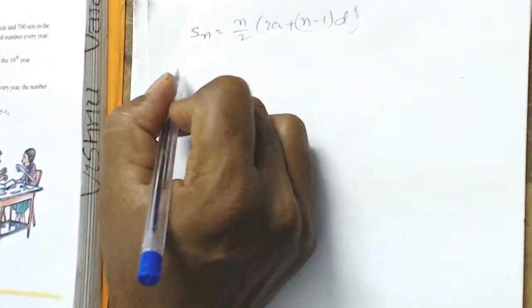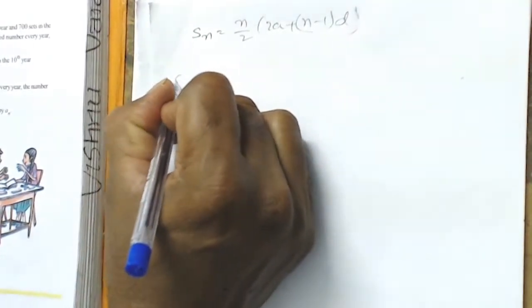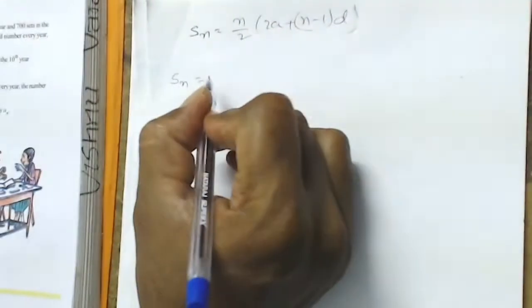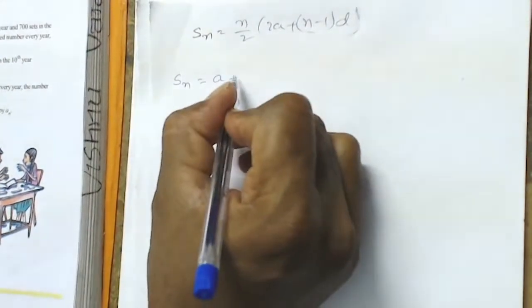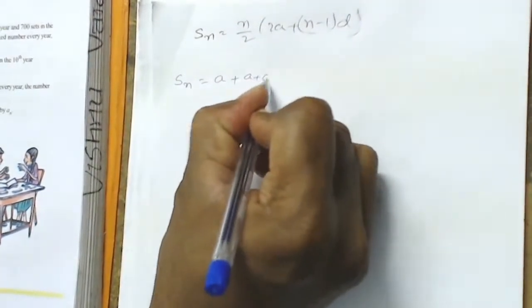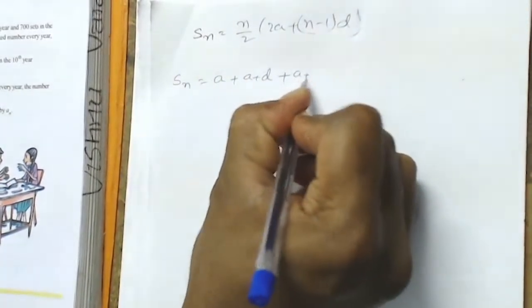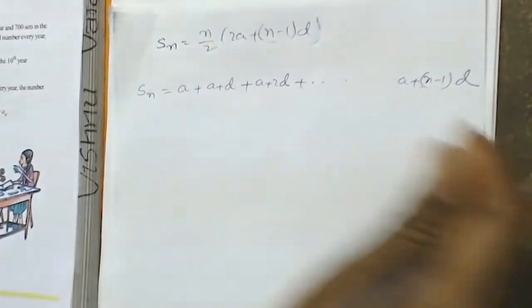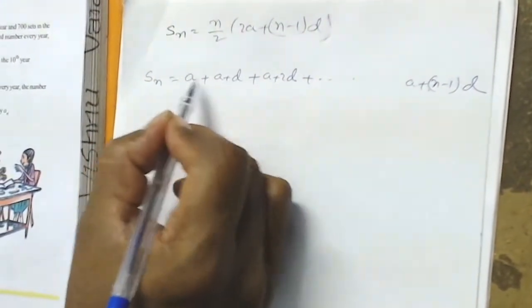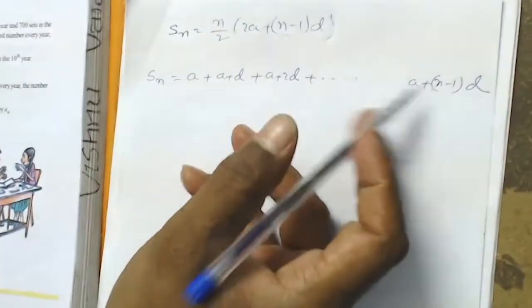Okay. First what I am doing is Sn. Sn means what is the first term here? A is the first term, A plus D is the second term, A plus 2D is the third term, etc. The last term becomes A plus n minus 1 into D. It is the sum of n terms. See here, what is A? The first term. What is A plus D? The second term. A1 plus A2 plus A3 plus A4 plus etc. An is the sum of n terms.